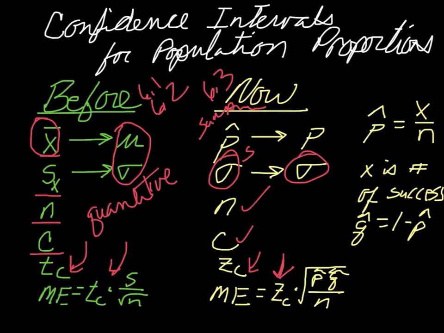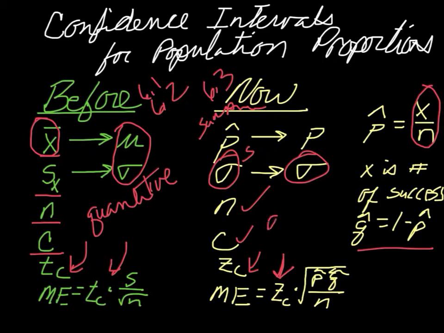Now if you remember, we talked about p and q way back in chapter 4 before Christmas break. P and Q actually come from the number of successes out of a total. So P hat is equal to X out of N, where X is the number of successes. And then Q hat is always 1 minus P hat. And that'll give us the sample proportions.